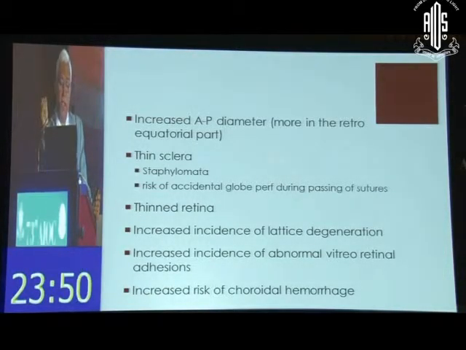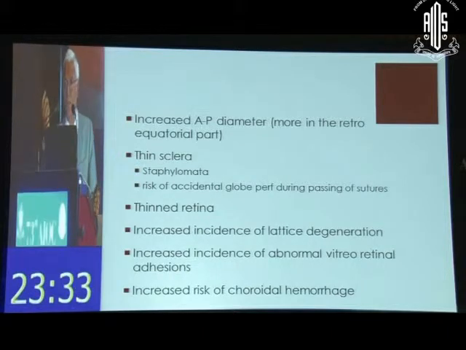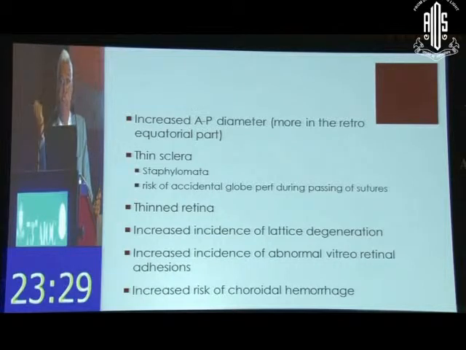And because of these reasons, the sclera can bulge at various locations, peripapillary, posterior pole, equatorial, etc., causing various kinds of staphylomata. When you pass sutures in these thin scleras, there is always a risk there can be accidental globe perforation. When the retina is thin, obviously it can give way. It can give way in the form of retinal breaks, which are more easily formed in a thin retina compared to a thick retina. There is also increased incidence of lattice degenerations, which also increases the risk of retinal detachments.